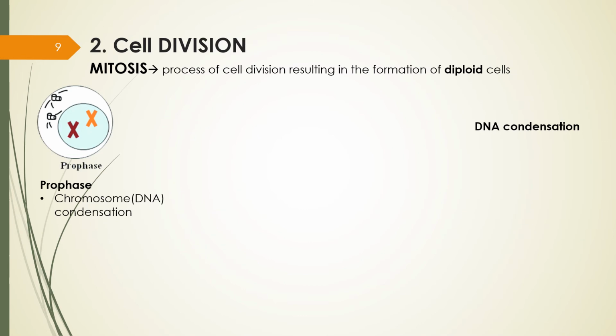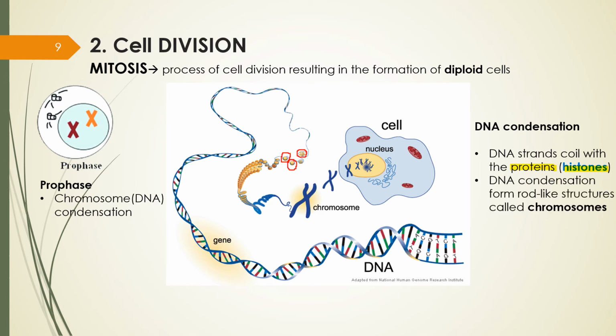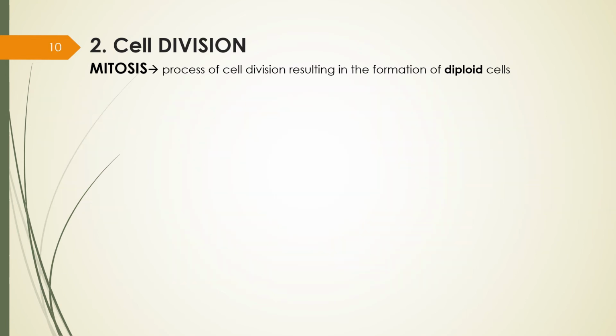I'm going to explain a little bit more about DNA condensation. DNA condensation is when my DNA, which was like a disorganized double helix inside the nucleus, organizes with the help of proteins. What's the name of the proteins? Histone. So this histone here, this protein, helps the DNA to coil. So the DNA coils with the help of the histone. After it coils a lot, it forms the chromosome, this rod-like structure called chromosomes.